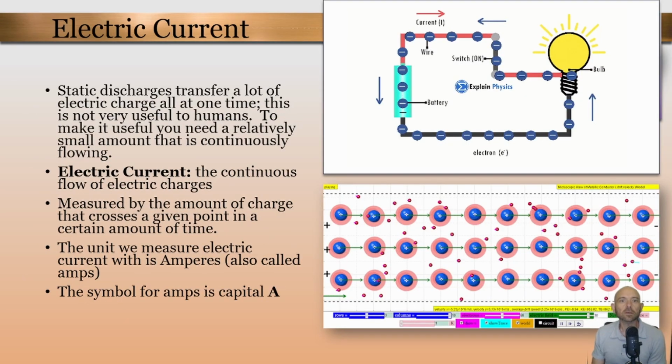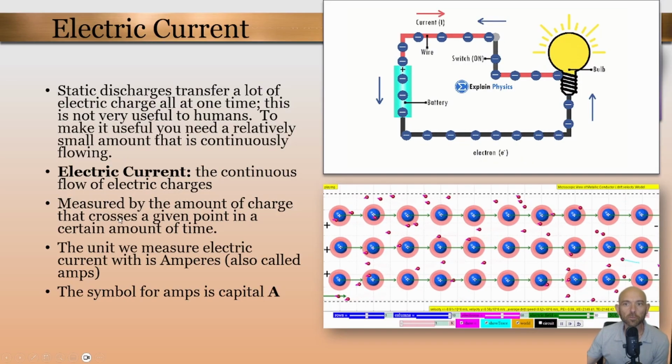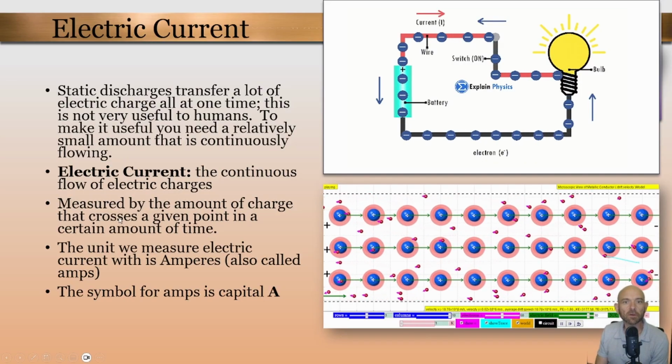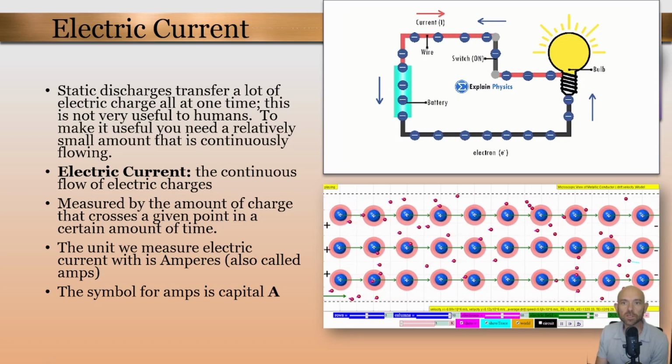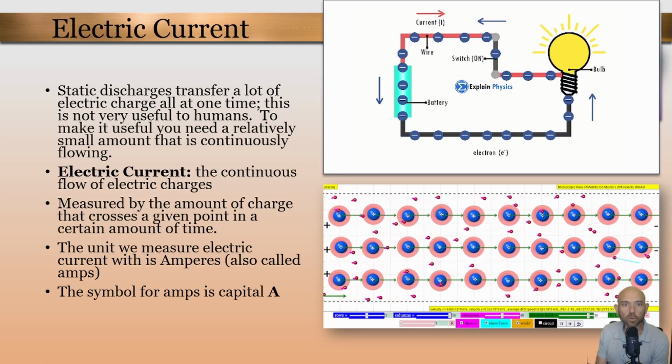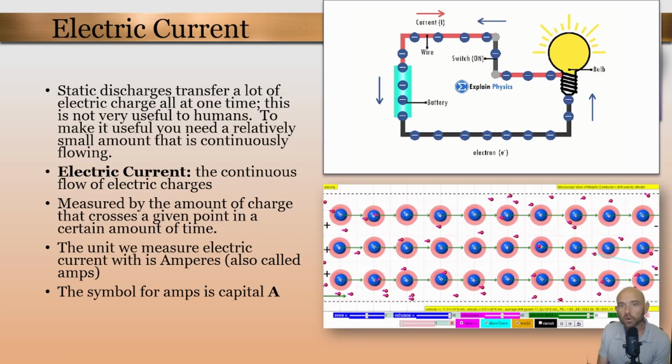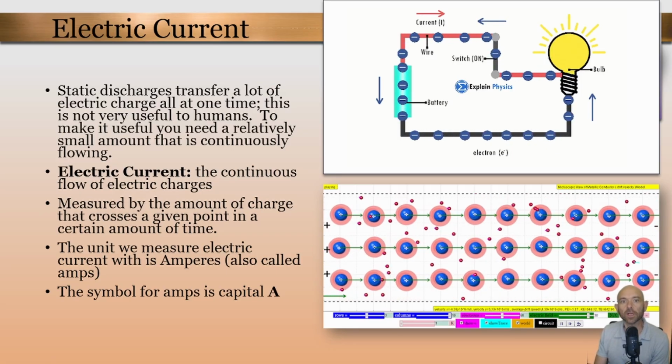To make the energy we have been discussing actually useful, we have to move beyond stationary charge and find a way to create a steady, continuous stream of charge. This continuous movement is what we refer to as electric current.